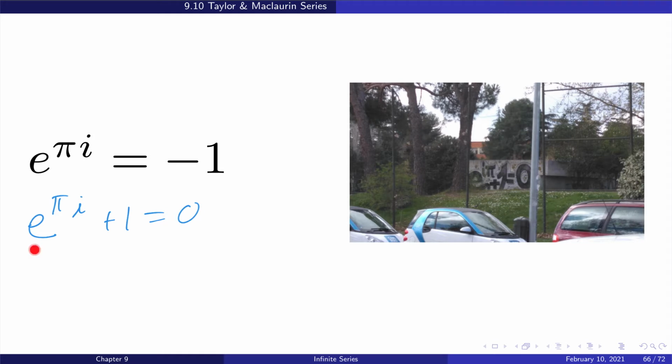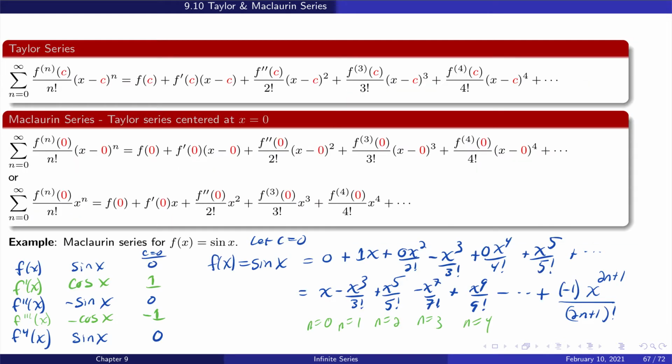So it's kind of interesting that 5 of these objects show up in this identity, and we'll be proving why this identity works towards the end of this lesson. So this first slide looks awfully busy, but all it is is a review of stuff you already know.